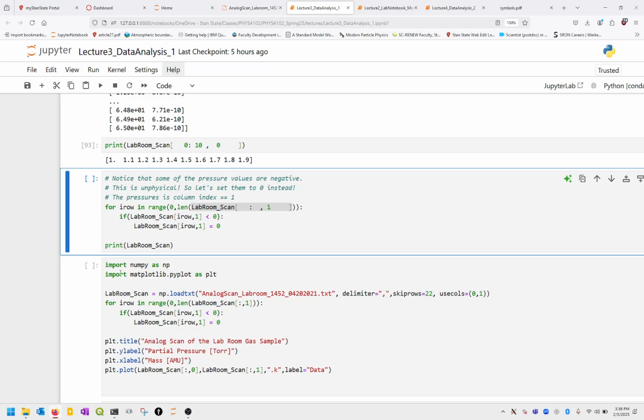I'm looping through the index of all my pressure measurements: 0, 1, 2, 3, 4, 5. It gets replaced here. I'm grabbing one pressure at a time and checking whether it's less than 0 or not. If it's less than 0, I just set it to 0, so I don't have any negative numbers.